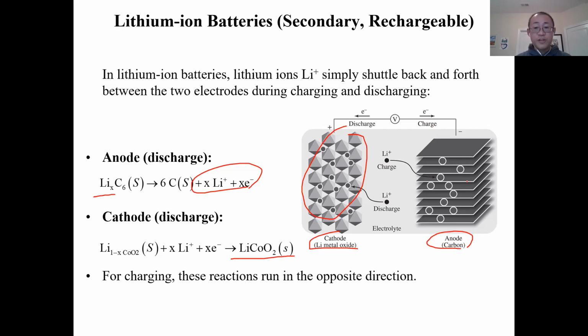And when you recharge, lithium ion will travel back to the anode to lose an electron again. So basically, lithium ion keeps moving back and forth between anode and cathode. When you discharge, lithium loses electrons and is shuttled to the cathode, where it gains electrons to become lithium metal again inside the cobalt oxide. And for charging, of course, these reactions run in opposite directions. So that's basically how a lithium-ion battery works. Because both anode and cathode are solid, lithium-ion batteries are rechargeable.